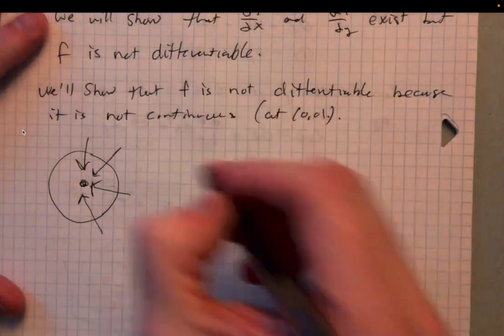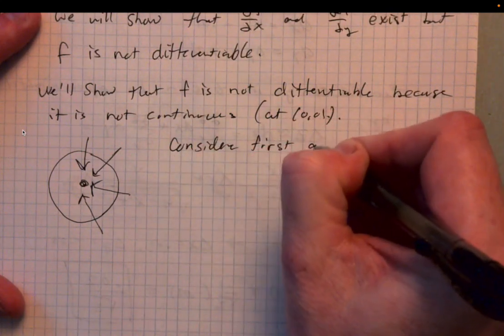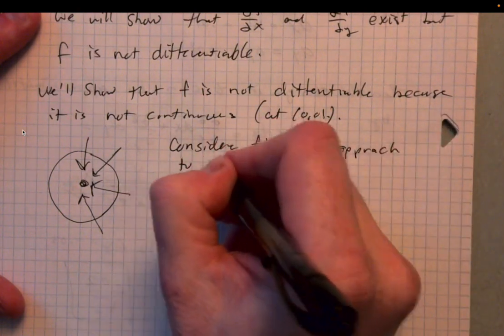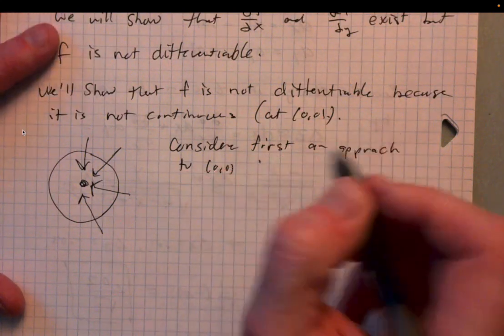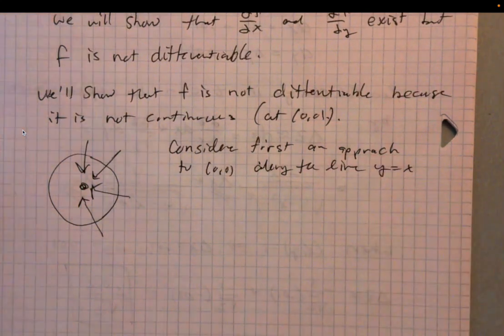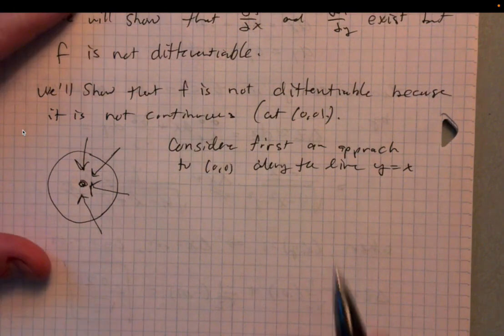So let's consider, first, on approach to 0, 0 along the line y equals x. In the plane you're going to have the y-axis, the x-axis, and then there's going to be some line y equals x, which is namely the diagonal. So if I approach 0, 0, which is the intersection of the x and y axes, on the line y equals x, then what happens? What does the limit look like?